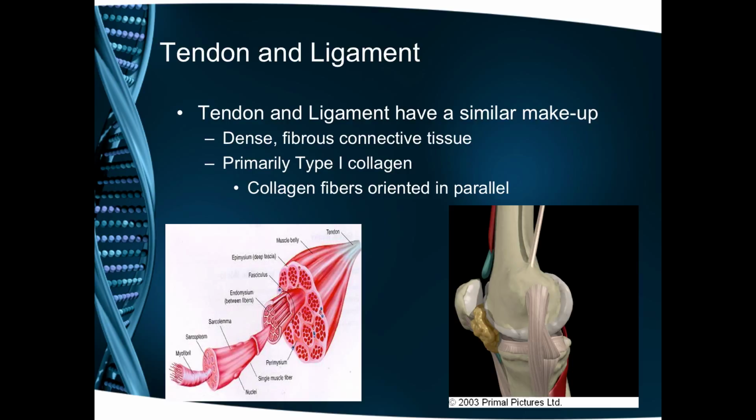So tendons and ligaments are pretty similar. They have a similar histological makeup. They're both made of dense fibrous connective tissue, primarily type 1 collagen, and the collagen fibers are oriented in a parallel fashion. And this is important because when we think of the purpose of tendon and ligaments, that parallel collagen alignment allows them to have good tensile strength and structure.